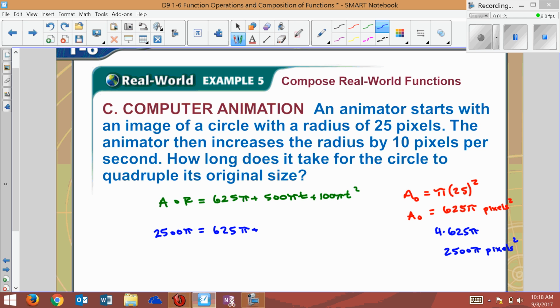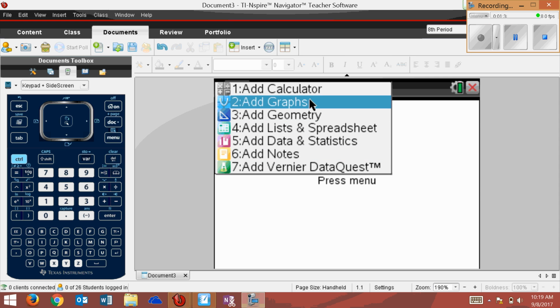Now how I'm going to do that is I'll type in the left side as F1 and the right side as F2. And I will see when these match each other. Now, instead of t's, we'll substitute with x's. So let's go to our calculator. And from here, we're going to go to graphs.